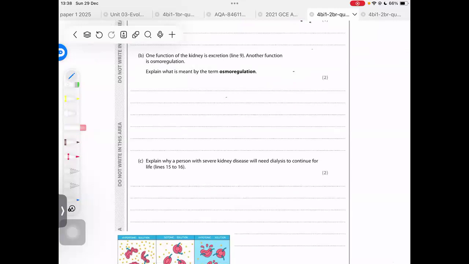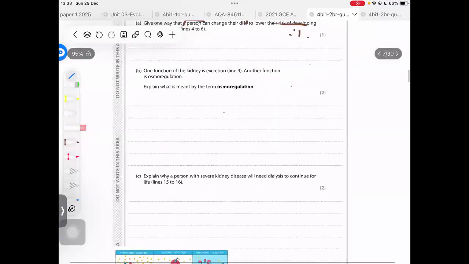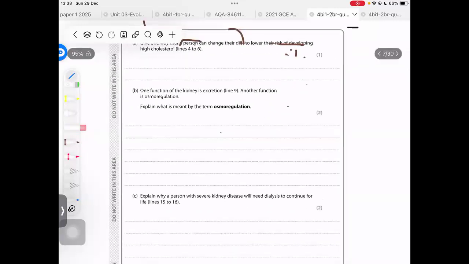That is a good answer. Less fat, less oil, less lipids. It's good. But if you just say eat less cholesterol, like use the word eat and write less cholesterol, that's not good, right? Okay.